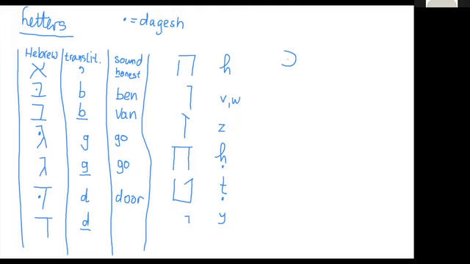So the kaf with the dagesh is transliterated with the K, and without it you get a K with a line under it. And this was the word in Bach. And this is the word in king, a hard K sound.